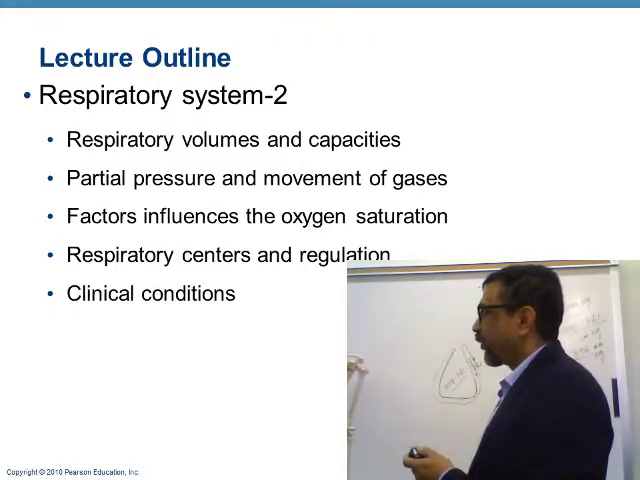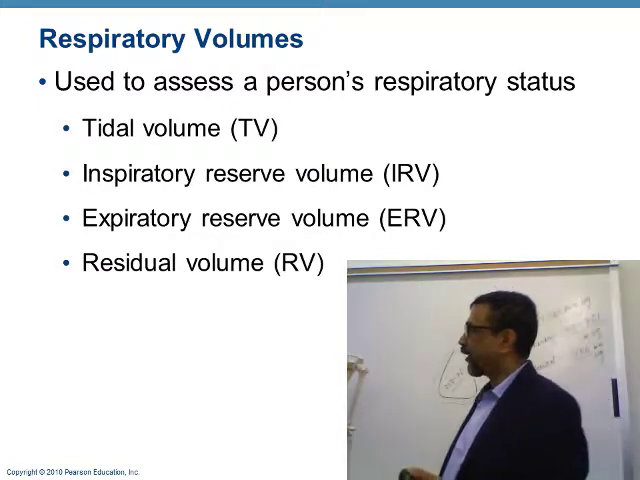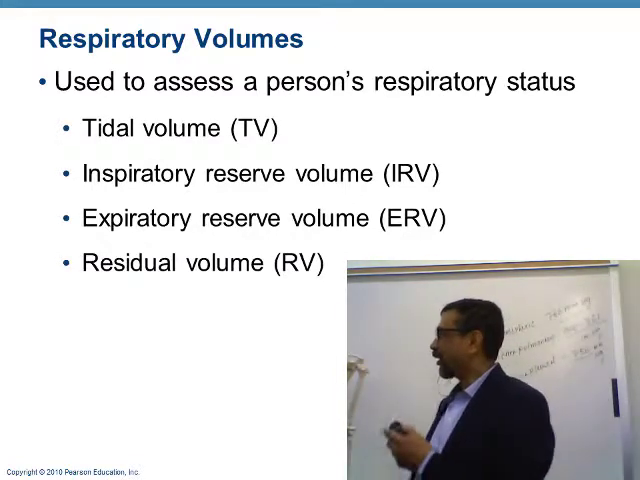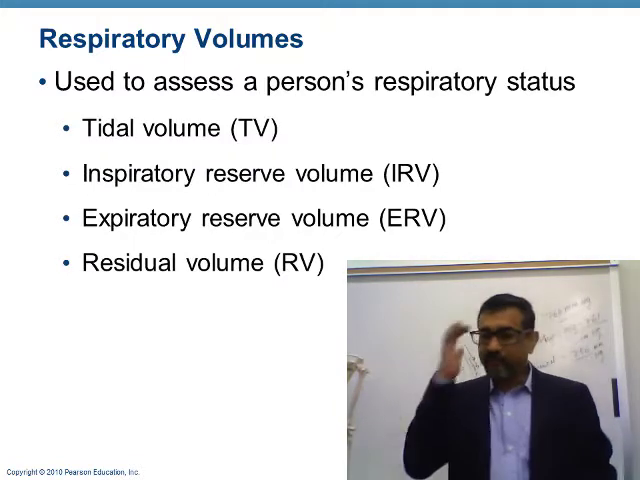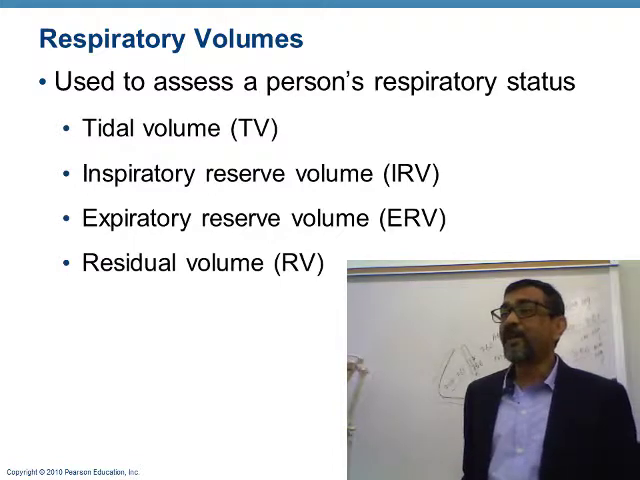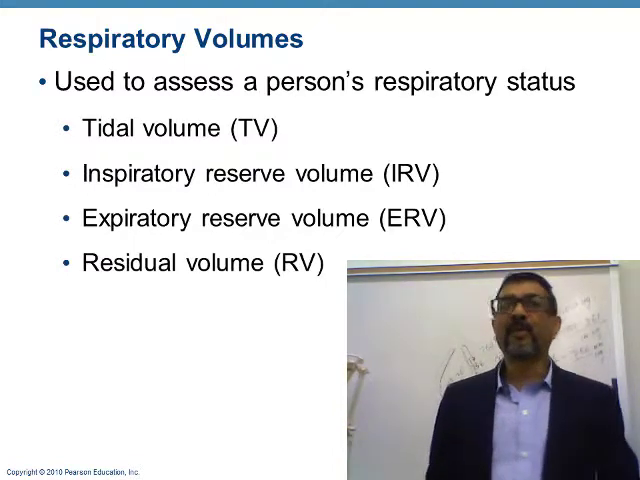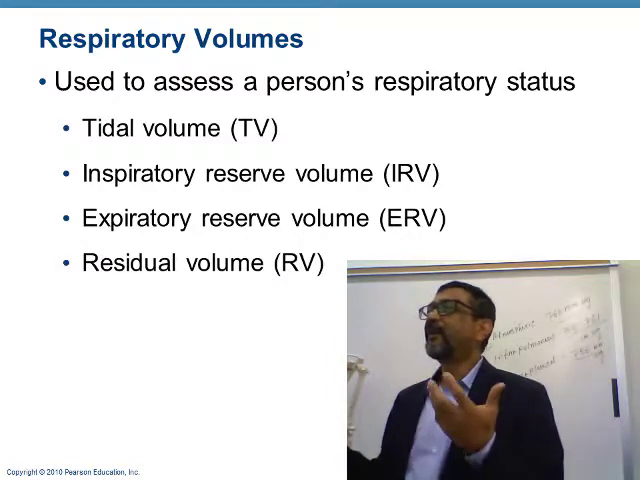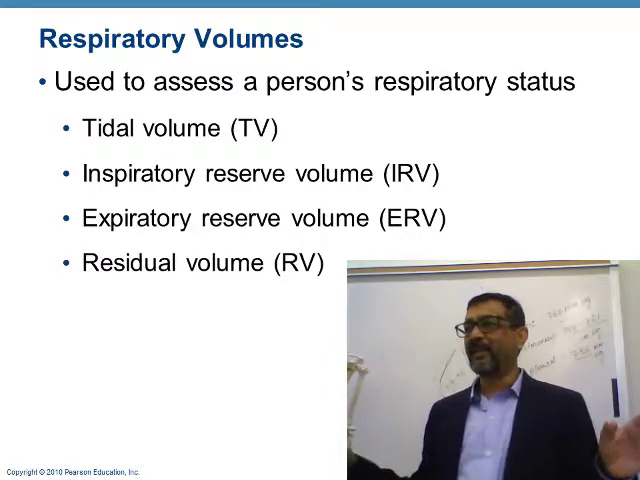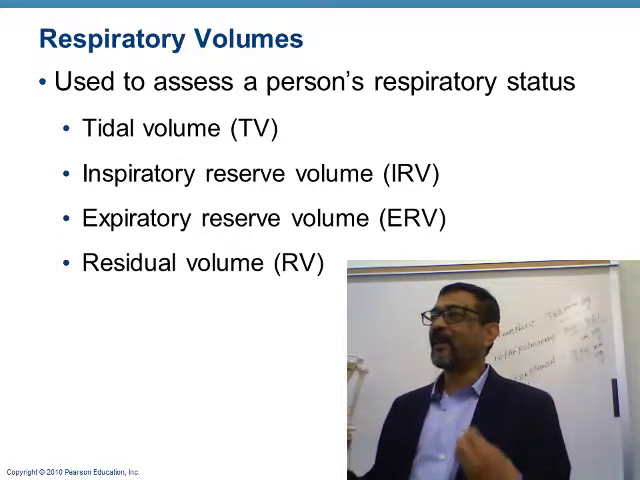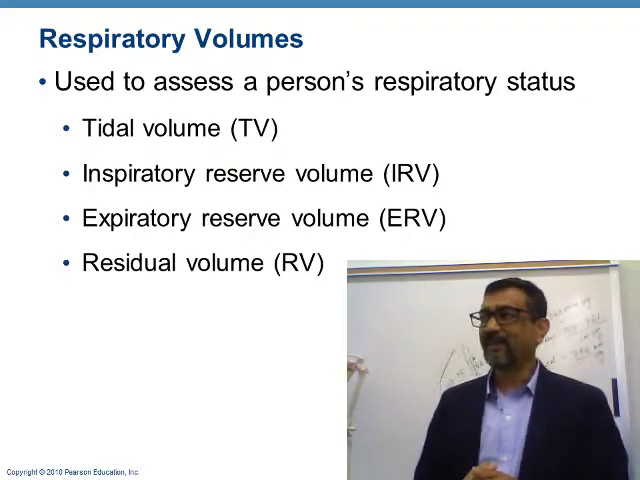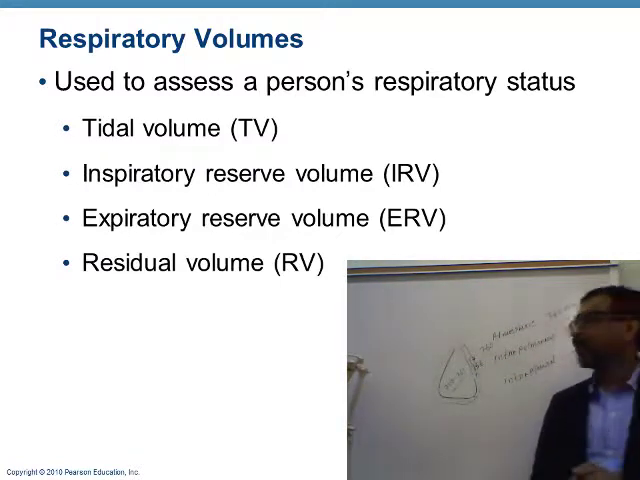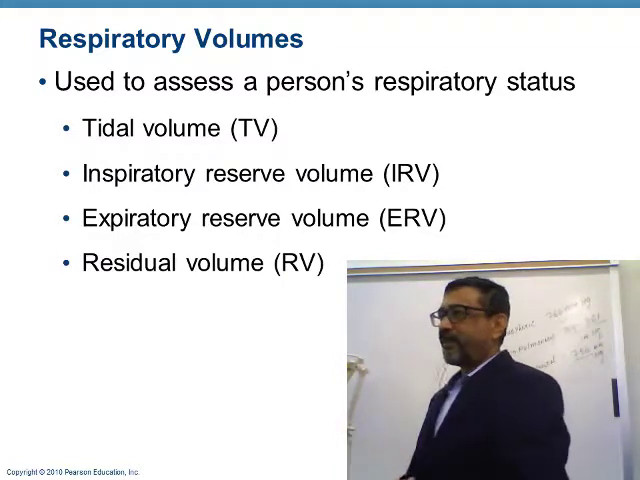Volumes are tidal volume or TV, inspiratory reserve volume or IRV, expiratory reserve volume or ERV, and residual volume or RV. So tidal volume is the amount of air that we inspire and expire in normal quiet breathing. You are in a resting condition, right? How much air you are taking in, same amount of air you are expelling, and that amount is 500 milliliter, half a liter. That is normal quiet breathing. Make sense?